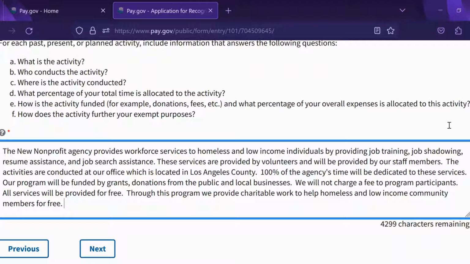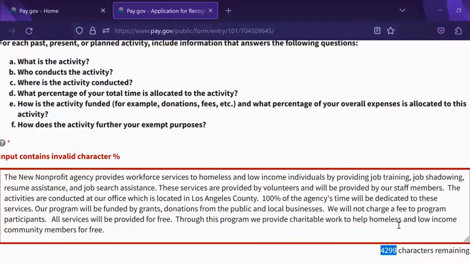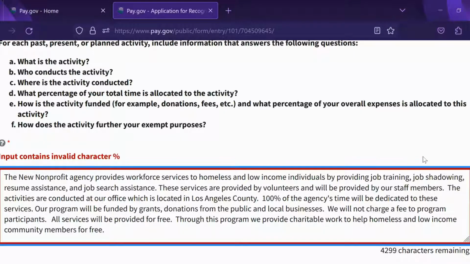The activities are conducted at our office, which is located in Los Angeles County. 100% of the agency's time will be dedicated to these services. Our program will be funded by grants, donations from the public, and local businesses. We will not charge a fee to program participants. All services will be provided for free. Through this program, we provide charitable work to help homeless and low-income community members for free. So this is just a quick answer to the question. Again, I suggest that you provide more details. You do have plenty of characters. I believe it's probably 5,000 in total. Probably 100%.